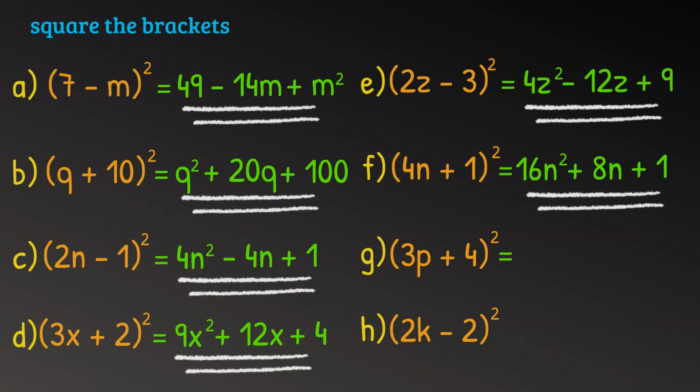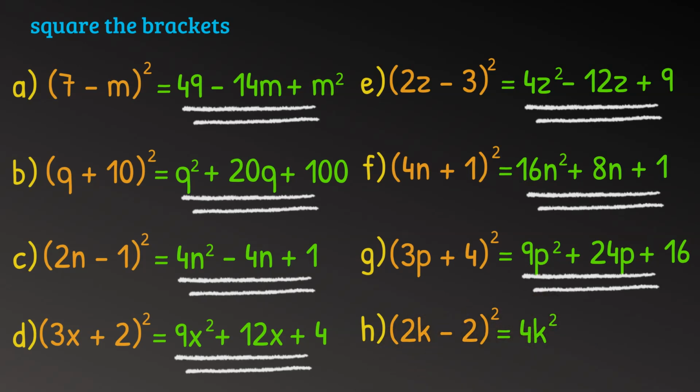In G, 3p times by 3p is 9p squared. Then 4 times by 3p is 12p, but we have 2 lots of them, so that's plus 24p, and 4 times 4 is plus 16. And in H, we have 2k times by 2k, which is 4k squared. Then minus 2 times by 2k is minus 4k, but we have 2 lots of them, so that's minus 8k. And then minus 2 times by minus 2 is plus 4.